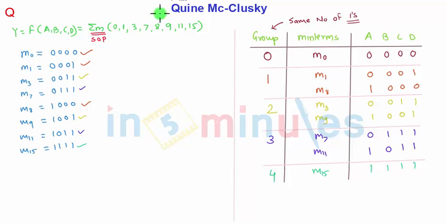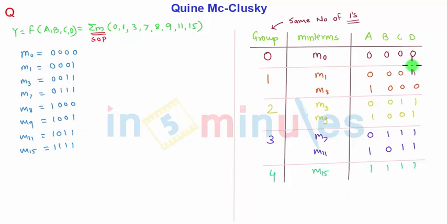So all the bits are taken. Now what I need to do here is compare all these groups with their next group. If you see carefully, group 0 contains 0 ones, group 1 contains only 1 one, group 2 contains 2 ones, group 3 contains 3 ones, and group 4 contains 4 ones.